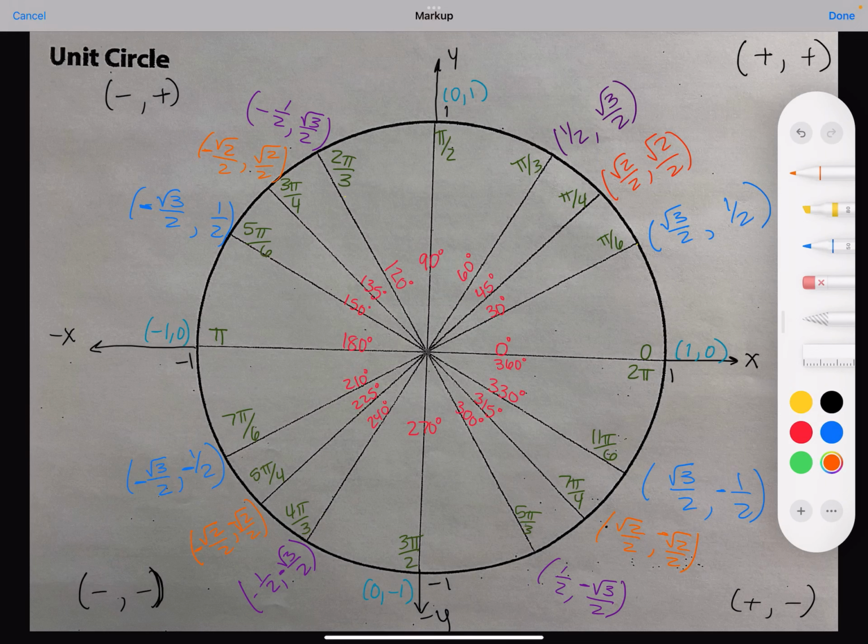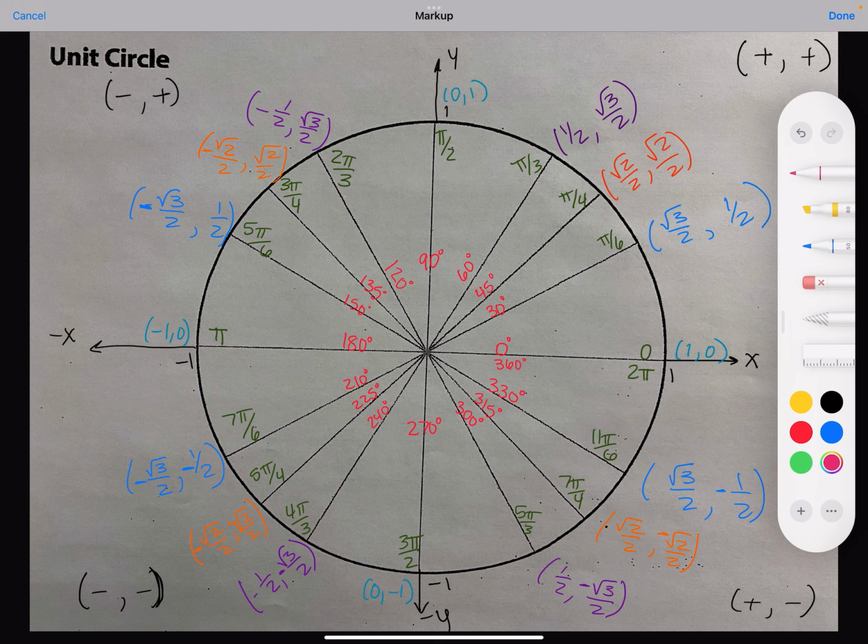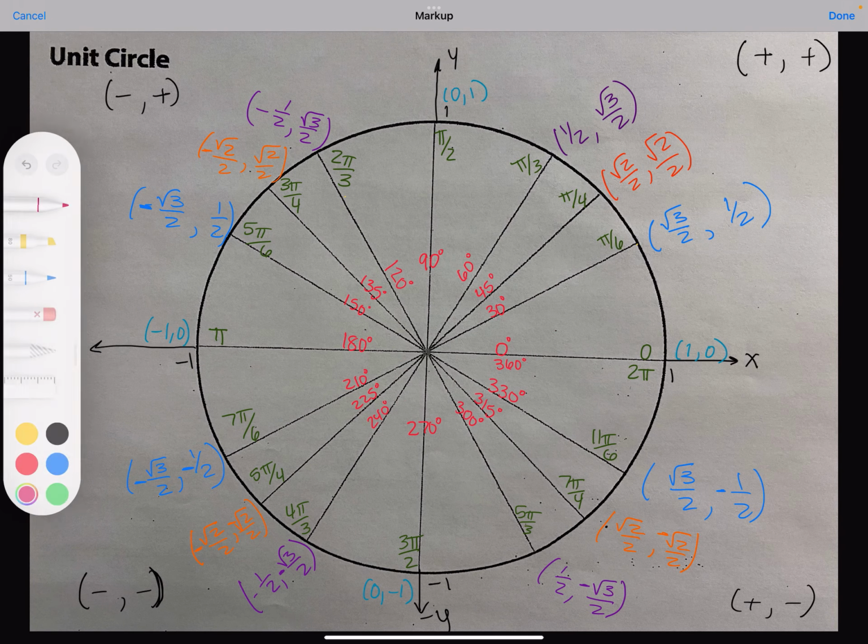Let's see. What color have I not used? Pink? Oh, enough of pink. You know what? Stop being haters.